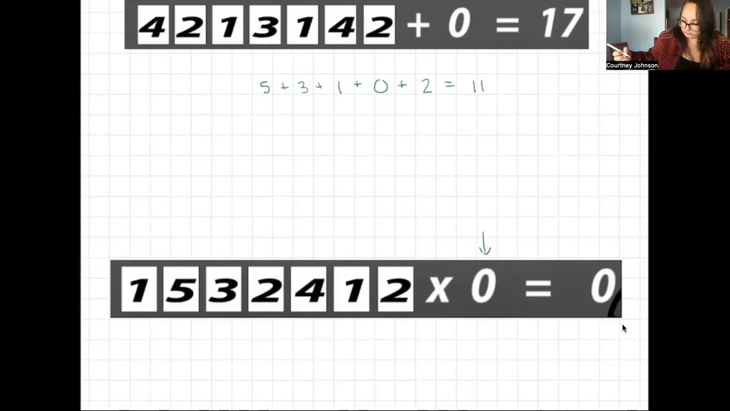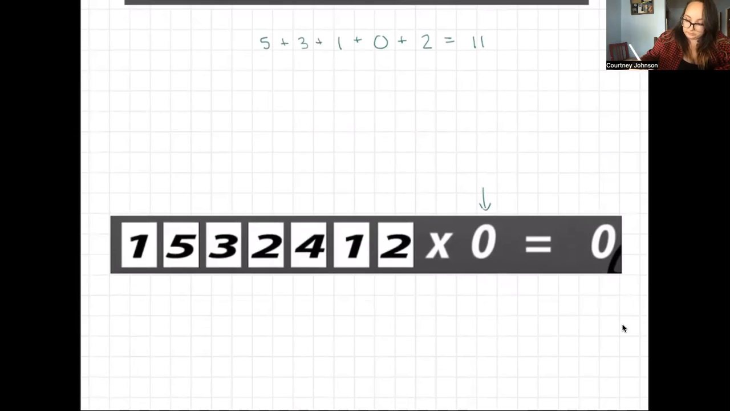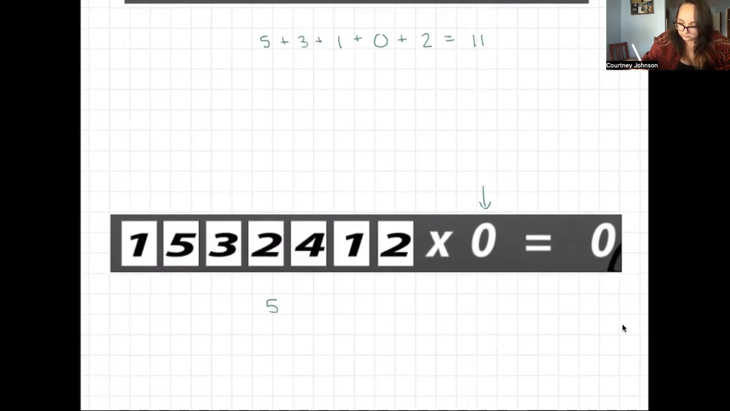Okay, so we have 1, 5, 3, 2, 4, 1, and 2. Okay, but then we get a 0 run, and that will set our score to 0 because why? Whenever you multiply anything by 0, what happens? We then get a 0, okay? Now, even if we have the same scores we did in the last one, I said 5 times 3 times 1 times 0 times 2.